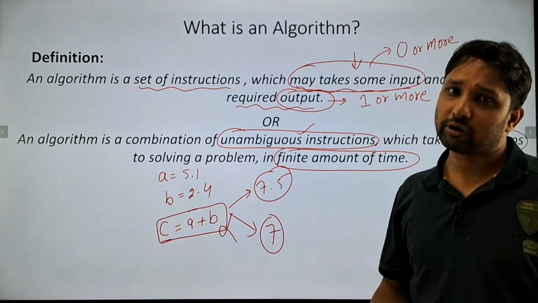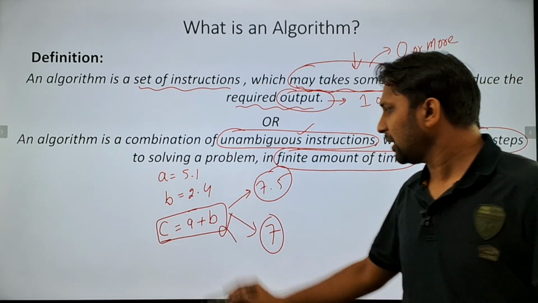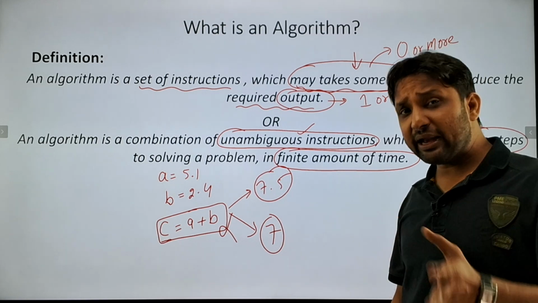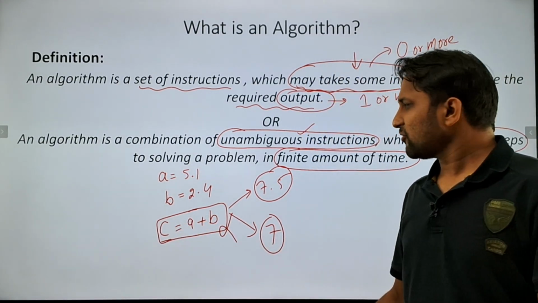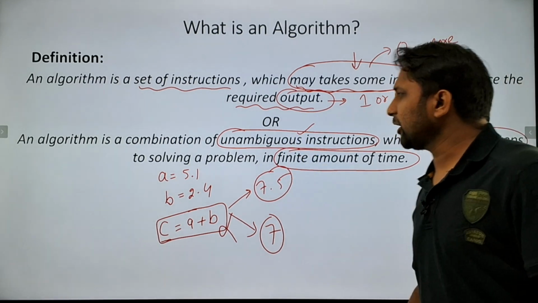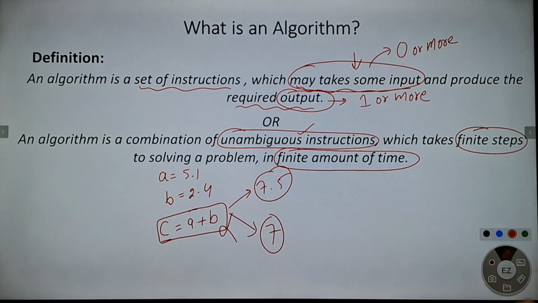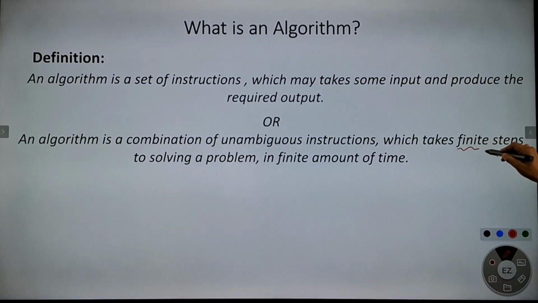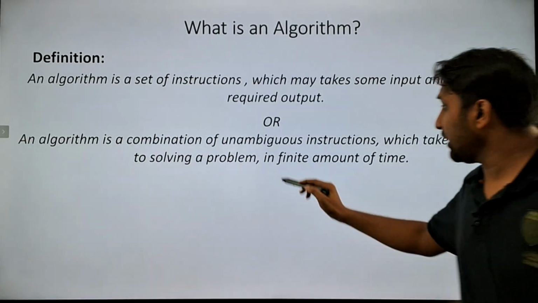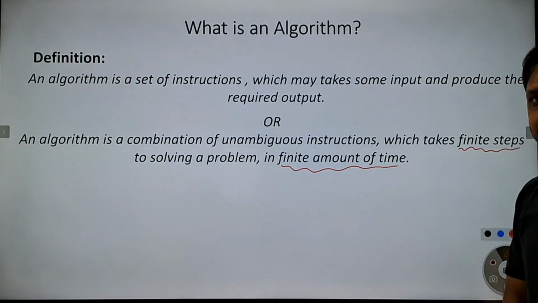Only unambiguous instructions are allowed, which have only one meaning. I can convert it into unambiguous by defining the data type of C. So fine, okay. This is another property: instruction should be unambiguous. Another property is that every algorithm takes finite steps and a finite amount of time to execute.